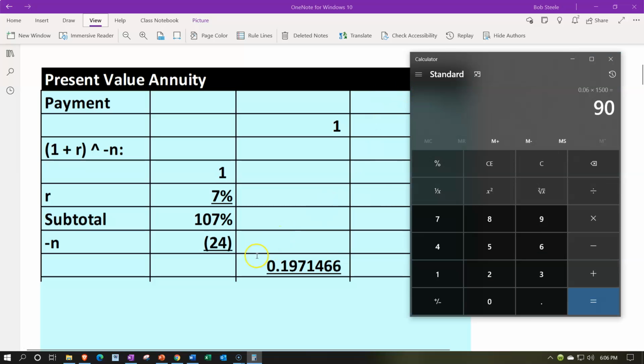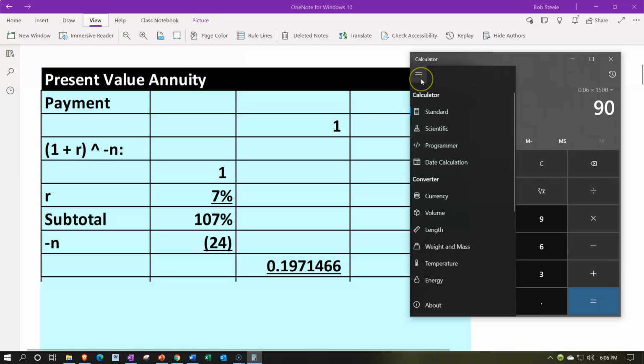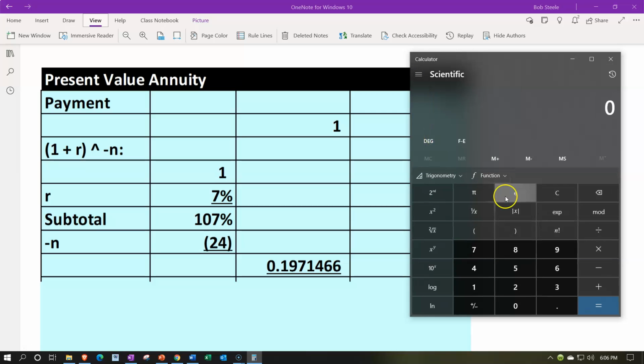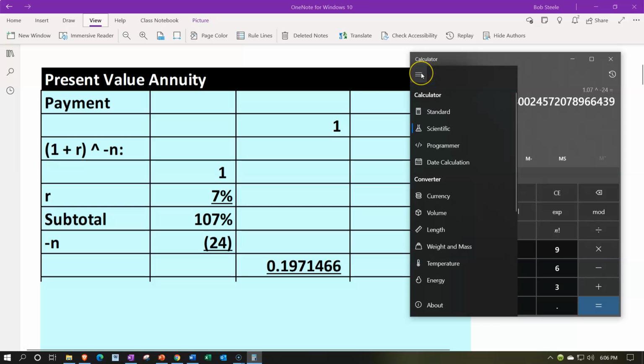And to do that, I want to emphasize that you need a special calculator, or some kind of calculator that can take you to the power of negative 24. In Windows here, I'm going to go to the scientific calculator to do that. So it would be 1 plus 0.07. That's the 1.07, or 107%, to the power of x to the y, 24. Then I'm going to put the negative sign here, so it's caret negative 24, and then equals. And there's the 0.1971466 about. Obviously, rounding is in effect here.